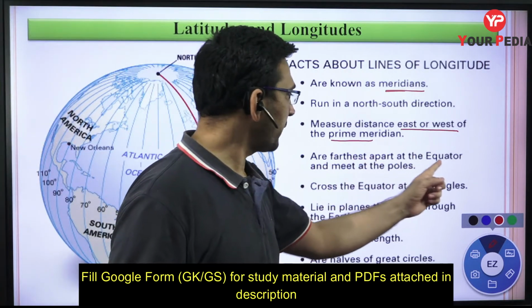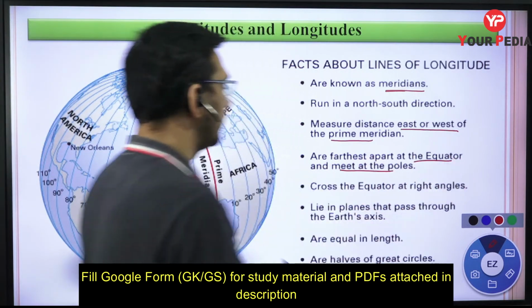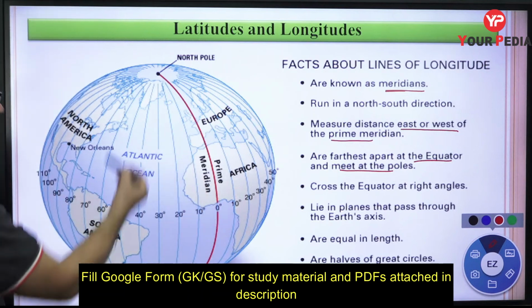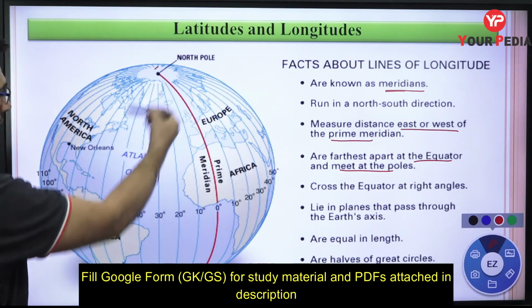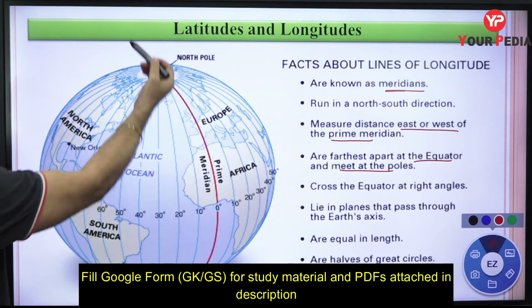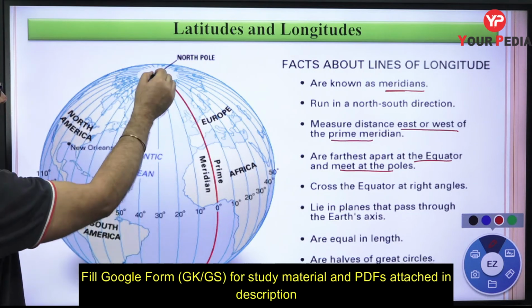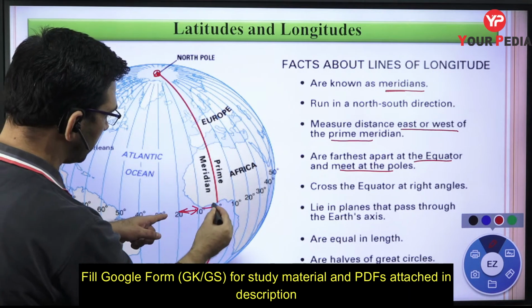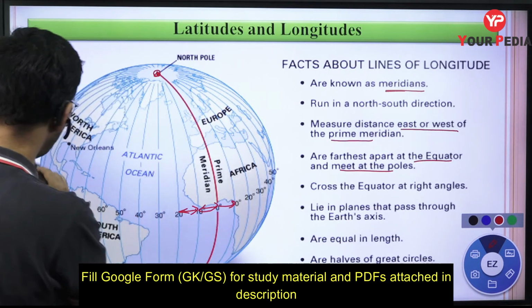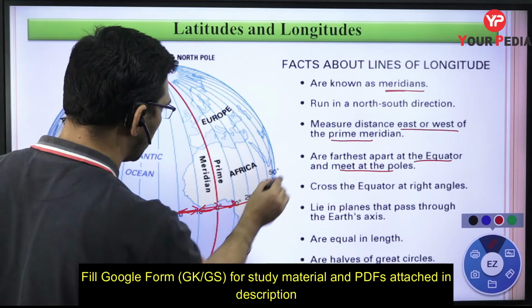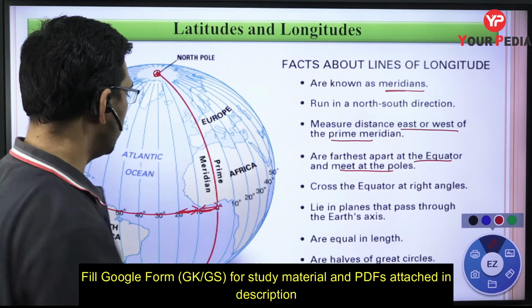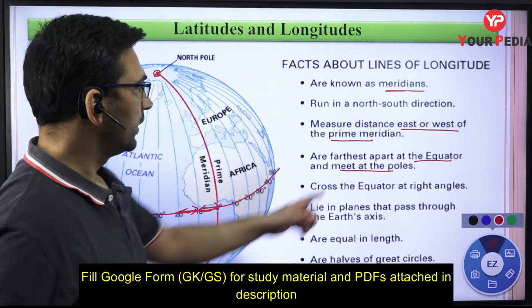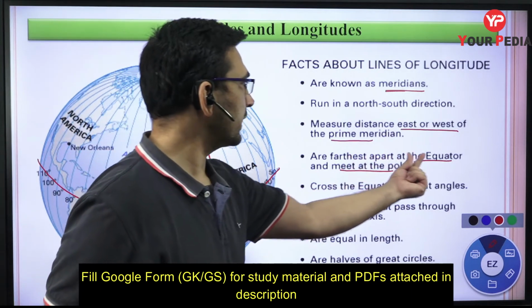Meridians are the farthest apart at the equator and meet at the poles, right? So this is clear information for you. All these curves running north to south or south to north are going to meet at the poles, whereas they are widest at the equator. Where will they have the largest distance? They are going to have the largest distance between the longitudes at the equator. They meet at the poles and are farthest apart at the equator.